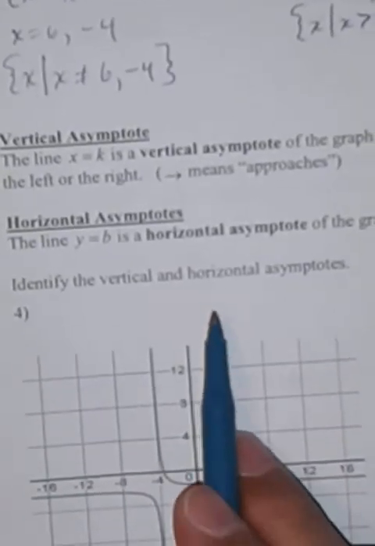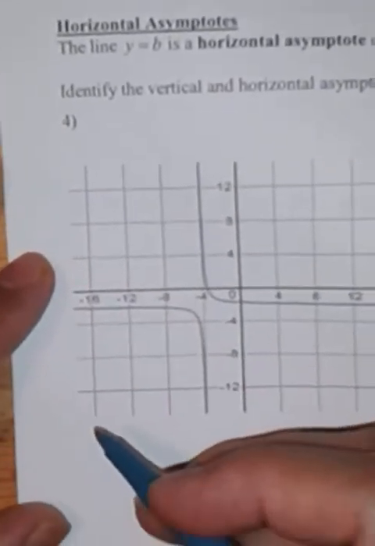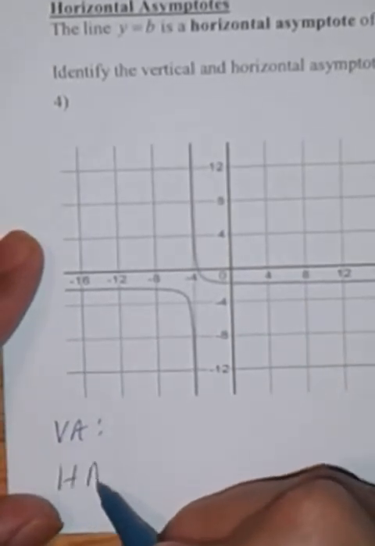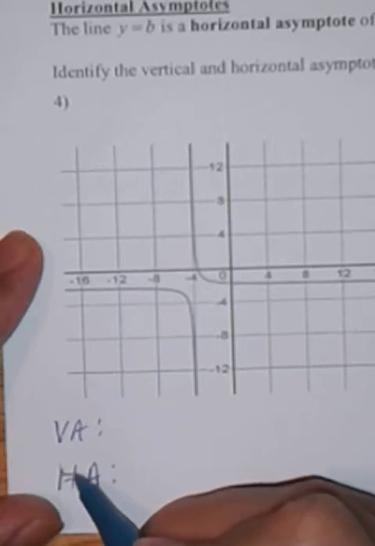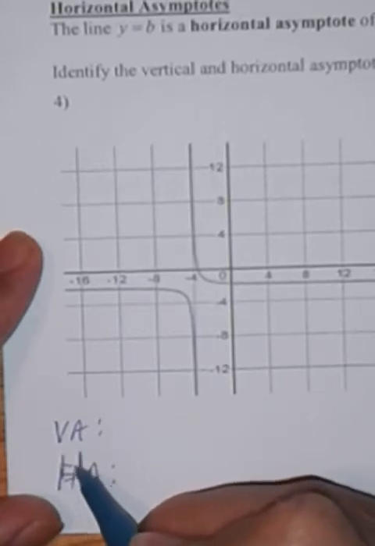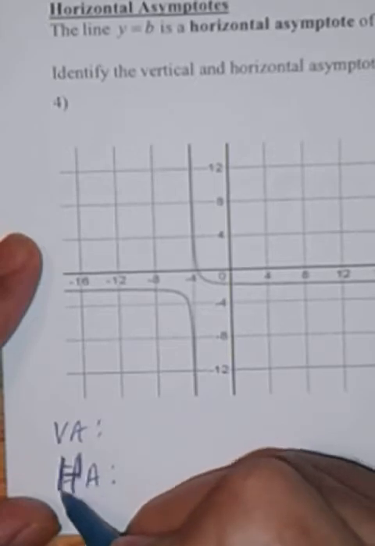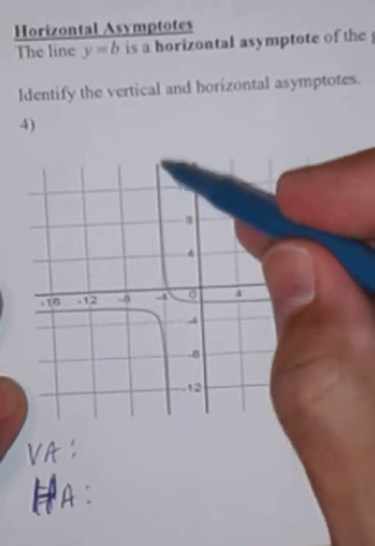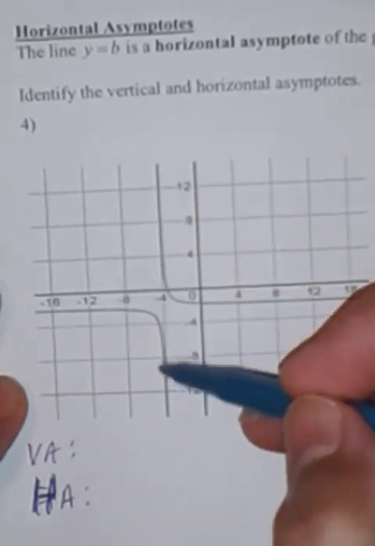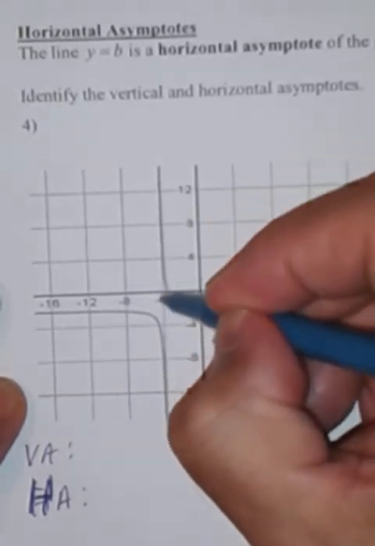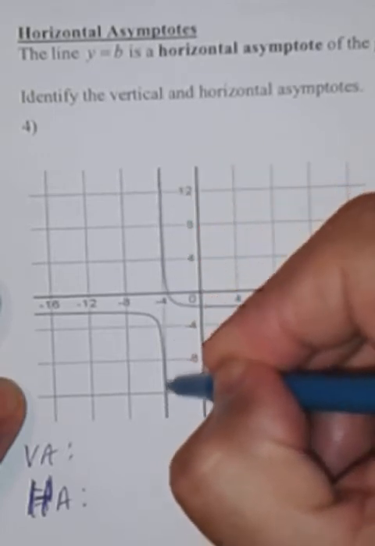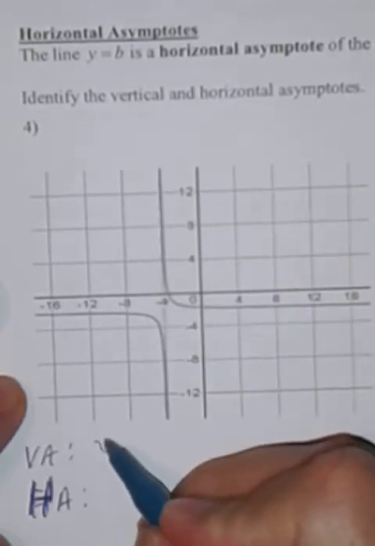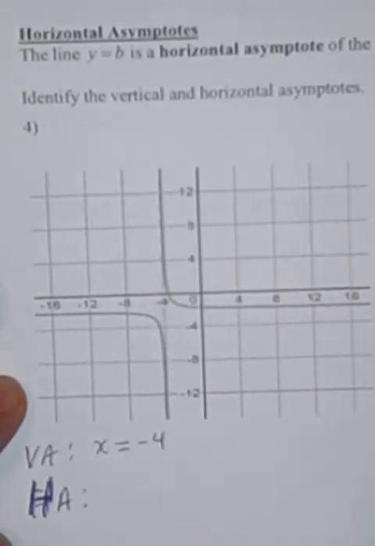So we'll look at vertical and horizontal asymptotes. I will abbreviate vertical asymptote VA and horizontal asymptote HA, just so we know we have to answer 2 answers. Okay, so a vertical asymptote is a vertical line where your graph starts following that line. It looks like that line is right there at x equals -4. So the equation of the vertical asymptote is x equals -4.